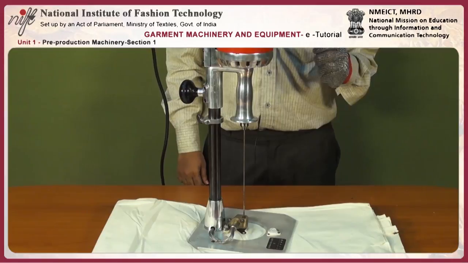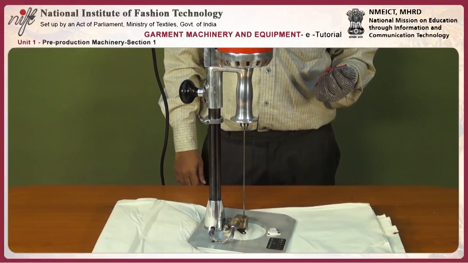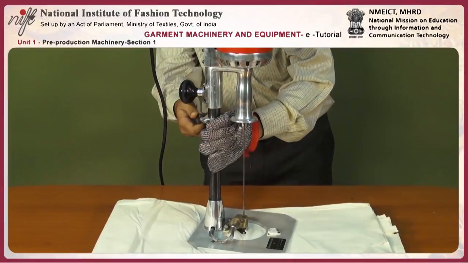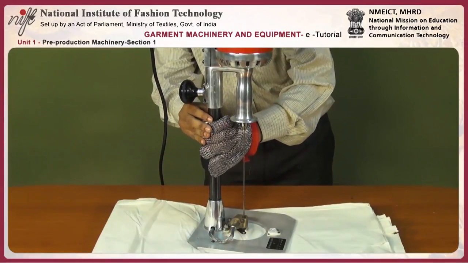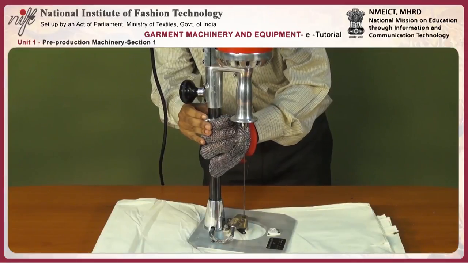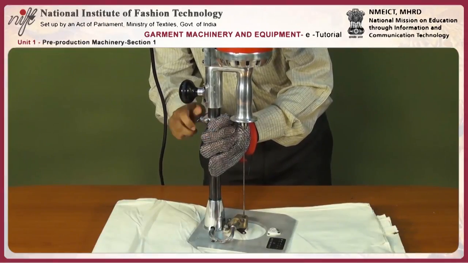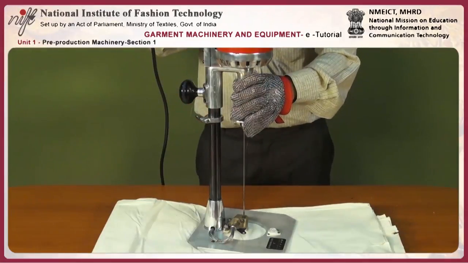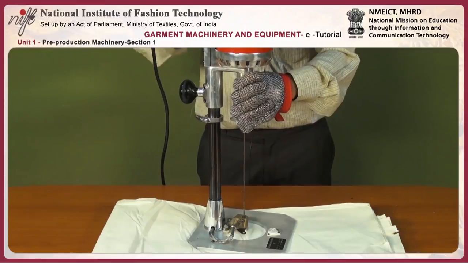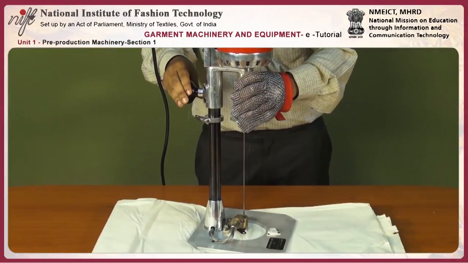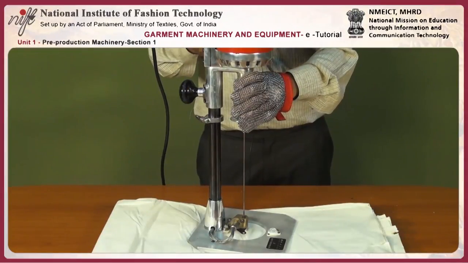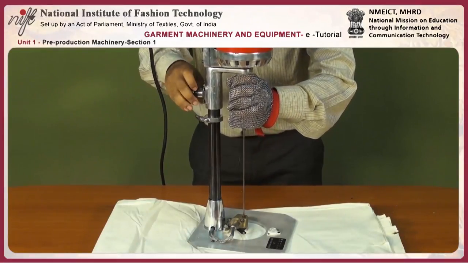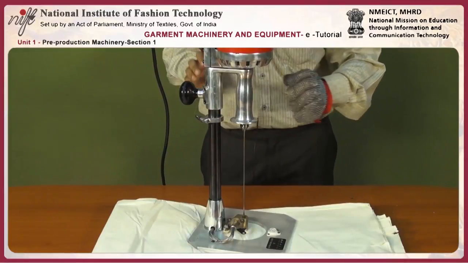The depth of the needle is changed by loosening this screw and either bringing it down or bringing it upwards. And once you tighten the screw, the depth is set. While making the hole, you switch on the machine, wait for a few seconds for the machine to get heated, then plunge the needle and take it up. Now the hole is made.